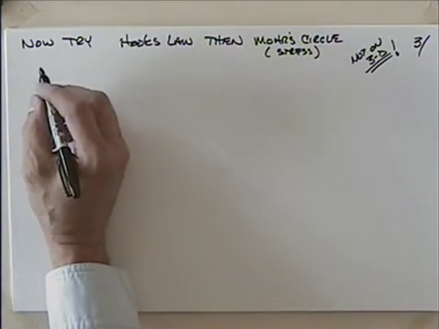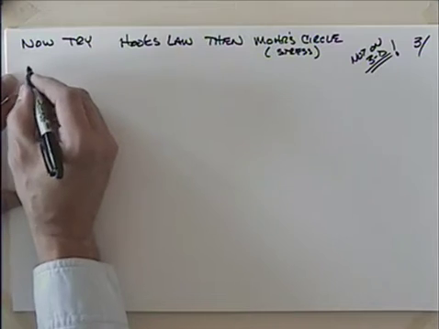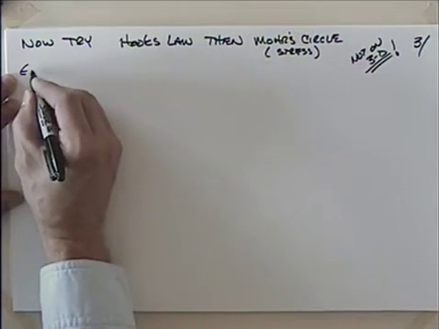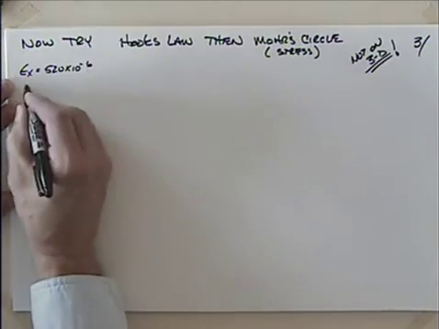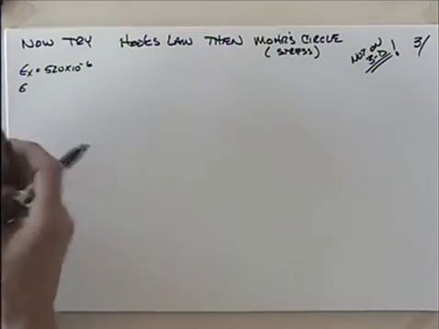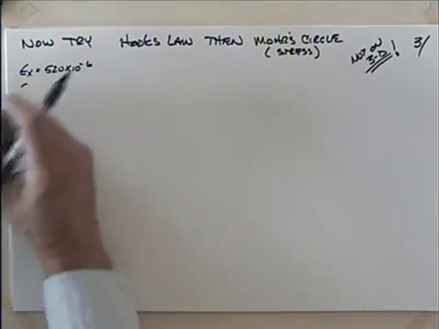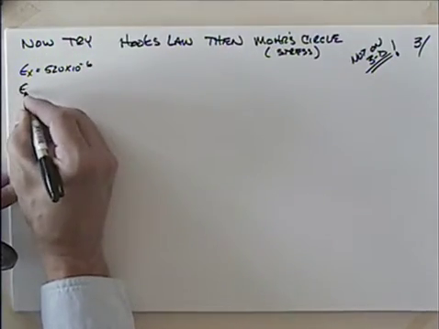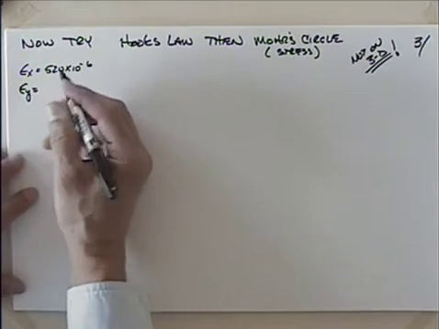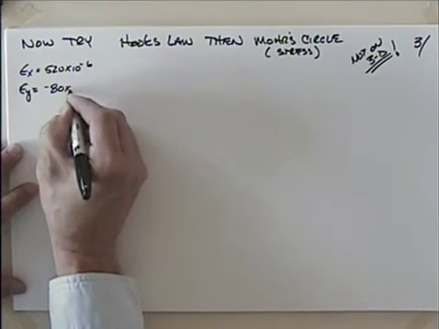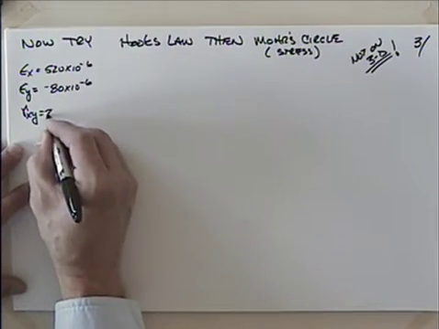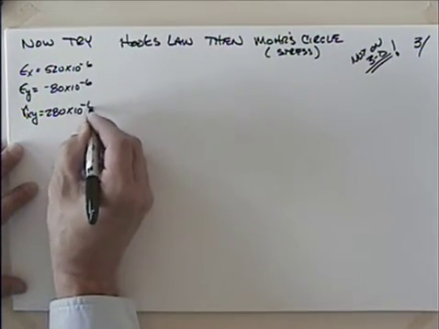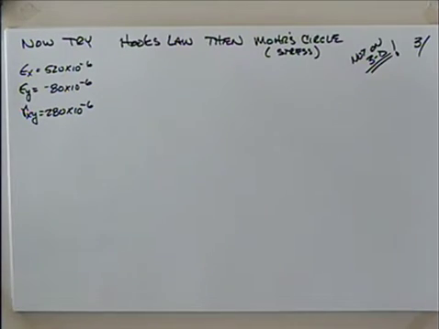So if I repeat the given information here, we've got epsilon x is equal to 520 times 10 to the minus 6, epsilon y is equal to minus 80 times 10 to the minus 6, and gamma xy is equal to 280 times 10 to the minus 6, and of course we have a Poisson's ratio and E. I won't repeat those, we probably remember those.